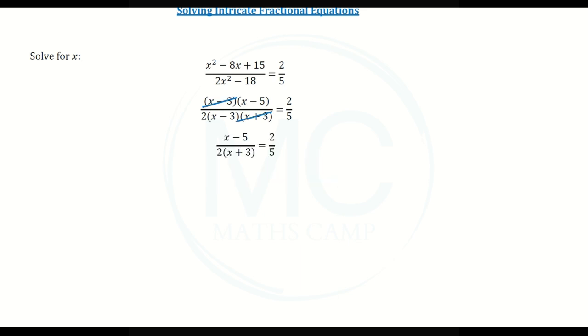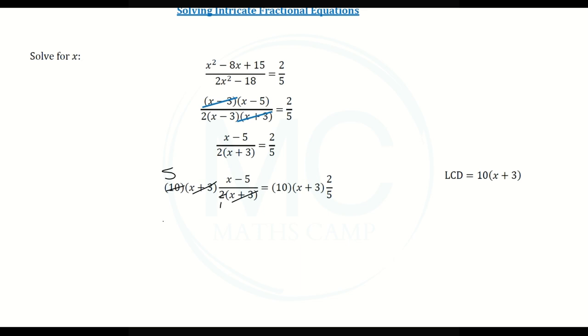Now we need to find the lowest common denominator. And we've said in previous videos that to do this, we multiply our two denominators together. So in this case, 2 multiplied by 5 is 10, and then we multiply by the bracket x plus 3. So in this case, our lowest common denominator is 10 times (x plus 3). Let's multiply 10(x plus 3) to both sides of this equation. And now we can cancel. We have x plus 3 and x plus 3. Those will cancel out. 2 divided by 2 is 1. 10 divided by 2 is 5.